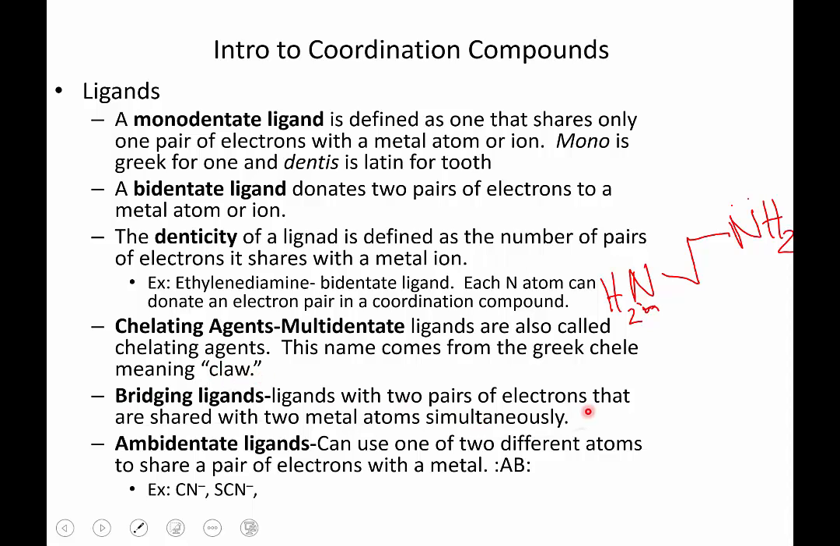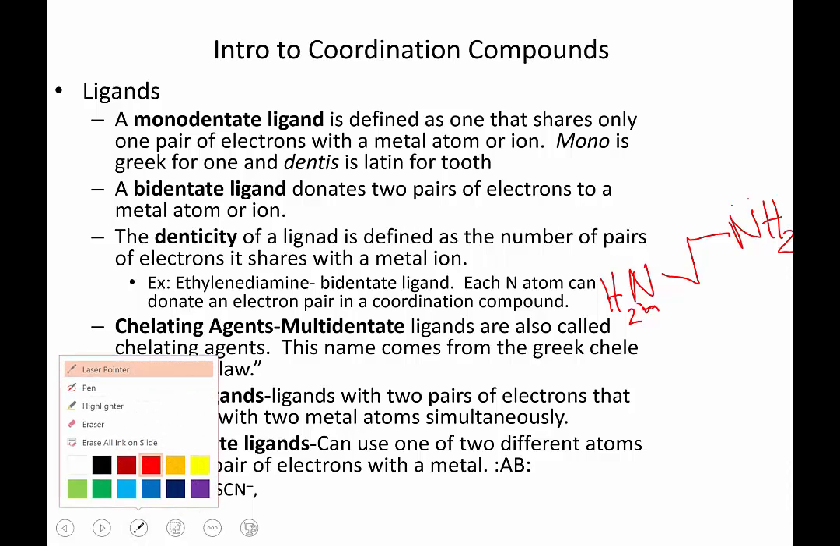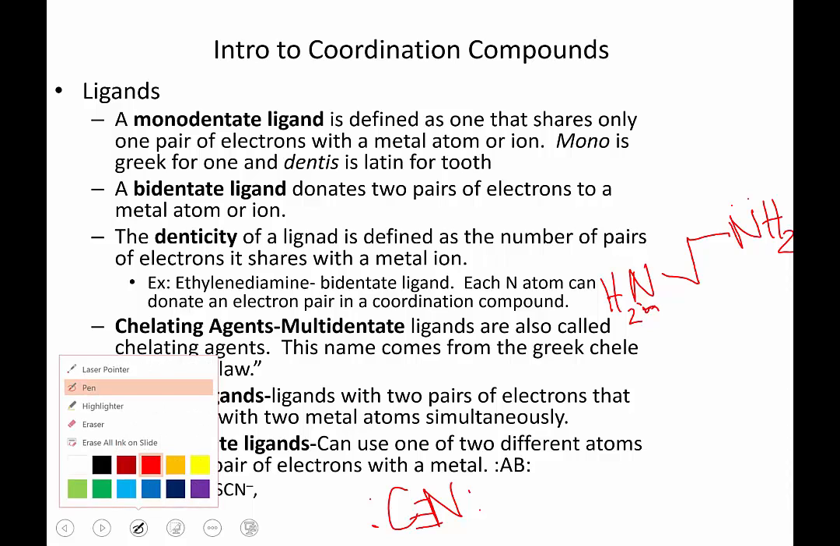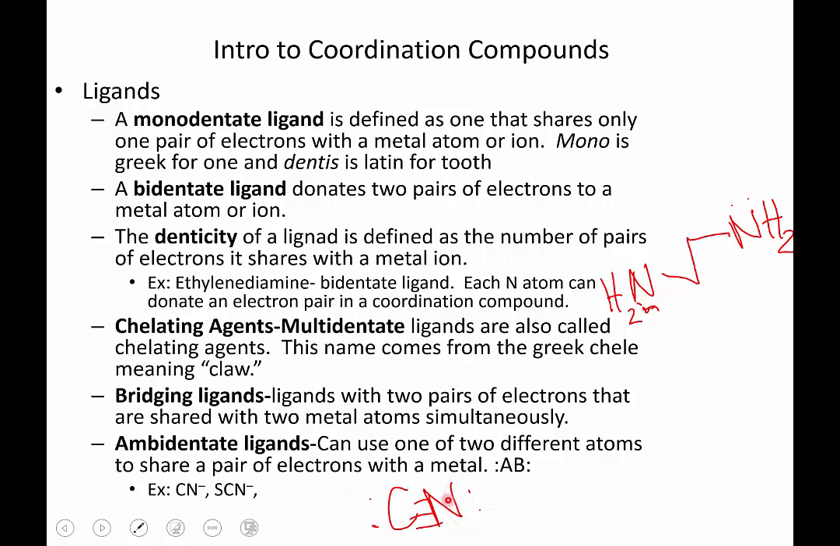You can also have what's called a bridging ligand, where a ligand bridges two metal atoms simultaneously. And finally, you can have an ambidentate ligand. We talked about ambidentate ligands earlier when we were talking about hard-soft acid-base theory. This is where you have two atoms on the same ligand that can each donate a pair of electrons. So with cyano, you could either donate electrons from the carbon or the nitrogen.